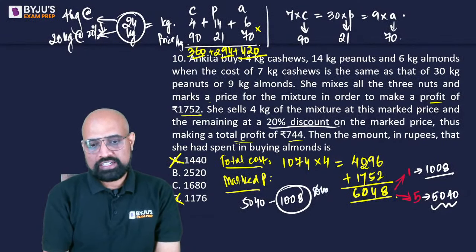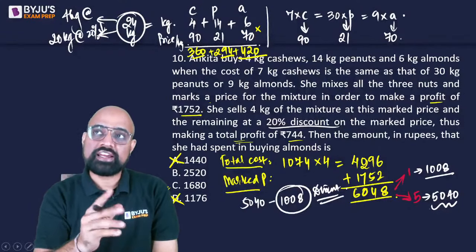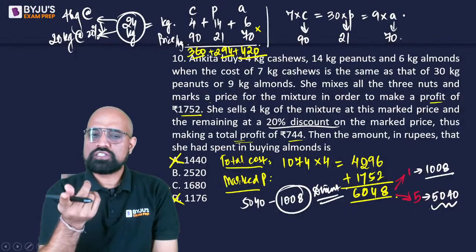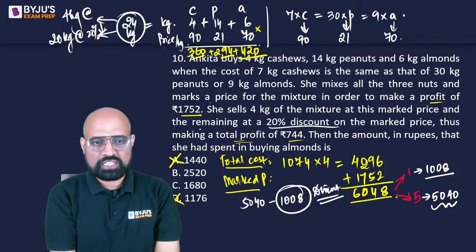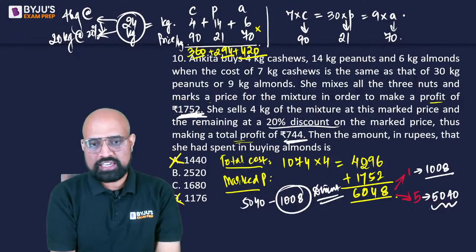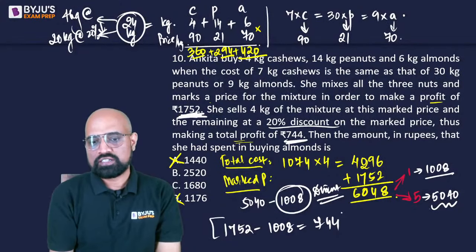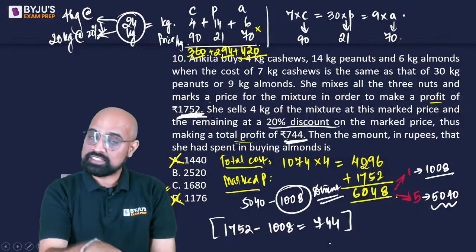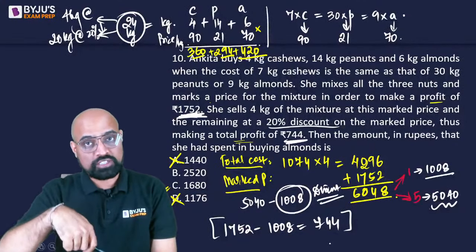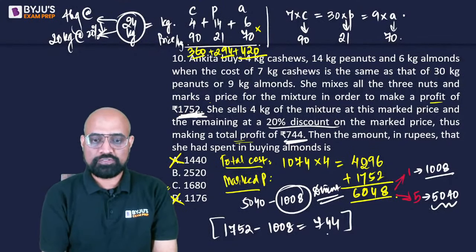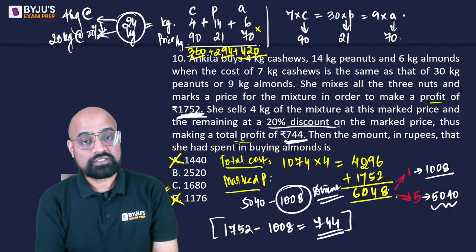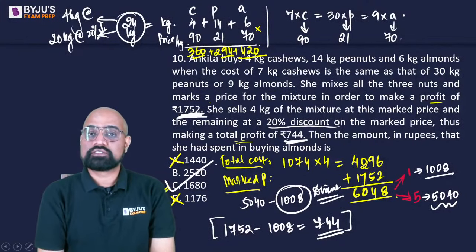Now, if she is going to give a discount of 1008 overall, isn't she supposed to get a reduction of this discount? Meaning her expected profit should reduce by exactly that much. So is it true that 1752 minus 1008 is equal to 744? So this is the checklist. If this is true, that means 1680 is our answer, because that's how we began. We have to multiply by 4. 1752 minus 1008 is 752 minus 8, which is 744. So yes, 1680 becomes our answer.